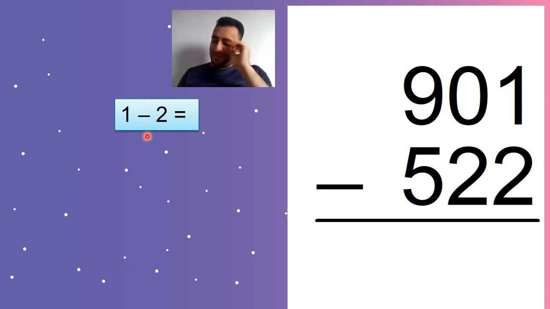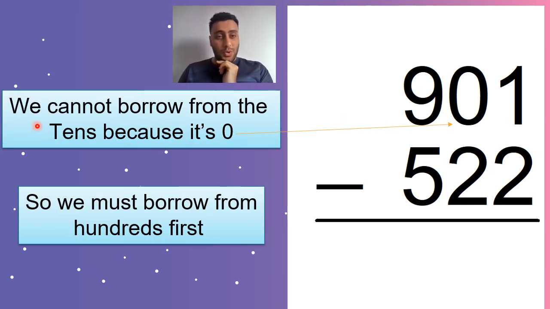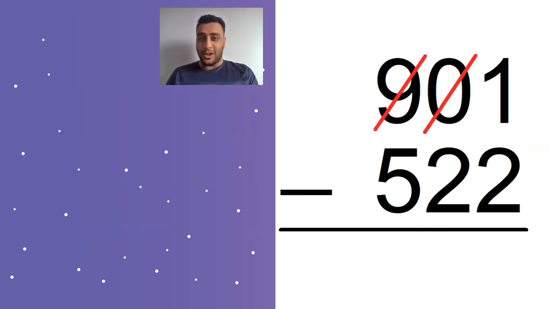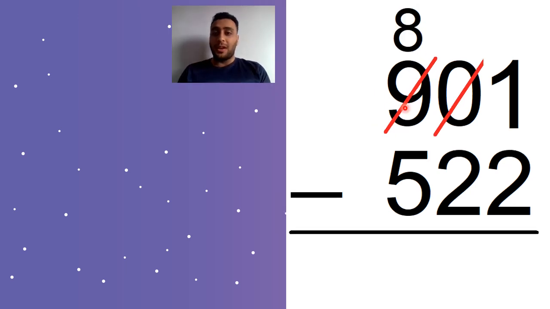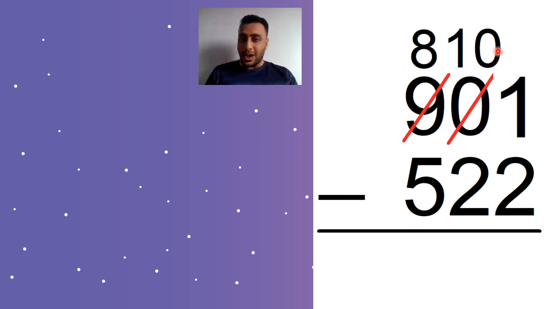1 minus 2. Oh my God. We cannot do it like this, right? We have to regroup. We have to borrow. So, look here. We cannot borrow from the tens. All right, guys, look at the tens. It's 0, right? So we cannot say, hey, tens, give us something. No. So we must borrow from hundreds first. Look here. First, we take 100 from 900. So now it's 800. And it becomes 10, right? So we have 10 ones now.